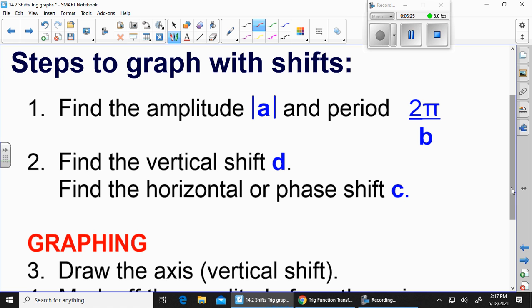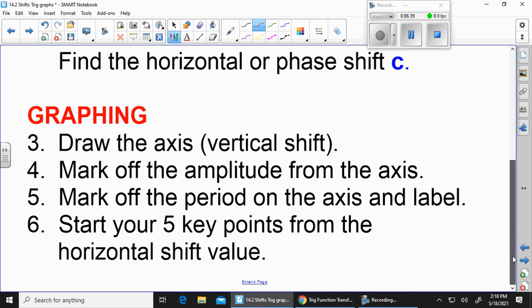Find the vertical shift, which is the D. Did it go up or down? Find the horizontal shift, or the phase shift. Did it go right or left? The big thing is the steps. When you're drawing it, you absolutely have to do the vertical shift first. You'll see that I do that with a dashed line. I mark off the amplitude from the axis. So if the axis is at 5, just to give you an example, you moved up to 5.